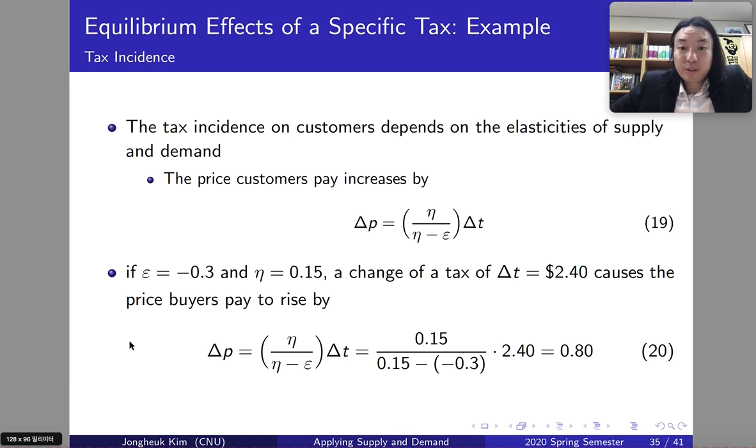There is a kind of proof. If you are interested in how we derive equation 19, I can show you in the next class. But you don't have to follow the proof page, so you can just use this expression to calculate things. We know the price elasticity of demand epsilon and the price elasticity of supply eta from our previous examples, so you can put those two numbers in, and we know the tax delta t here. Then we can find delta p, which is the only unknown variable. So the answer is 0.80. Which means the tax is $2.40, but only 80 cents out of $2.40 will be a burden for the consumer. The remaining part will be a burden for the supply side.